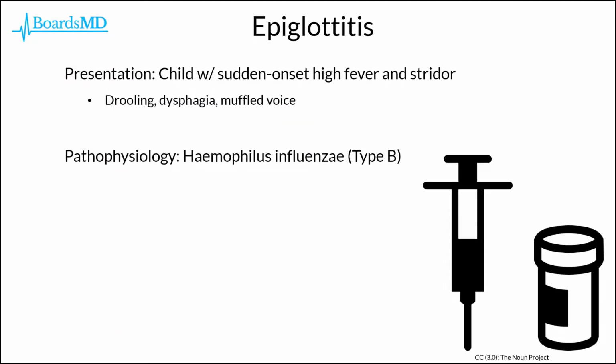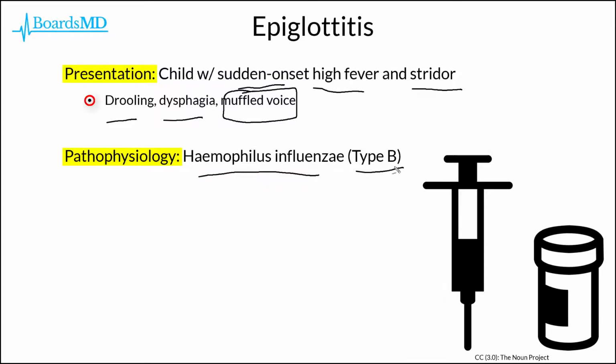Moving on to epiglottitis, this is going to present as a child with sudden onset high fever and stridor. These patients may also present with drooling, dysphagia, as well as a muffled voice. The underlying pathophysiology of epiglottitis is most commonly going to be an infection with Haemophilus influenzae type B. It needs to be noted that H. flu type B is normally something that is vaccinated against, and therefore we are classically going to see epiglottitis in an unvaccinated child. And this is something that frequently shows up in examination vignettes.